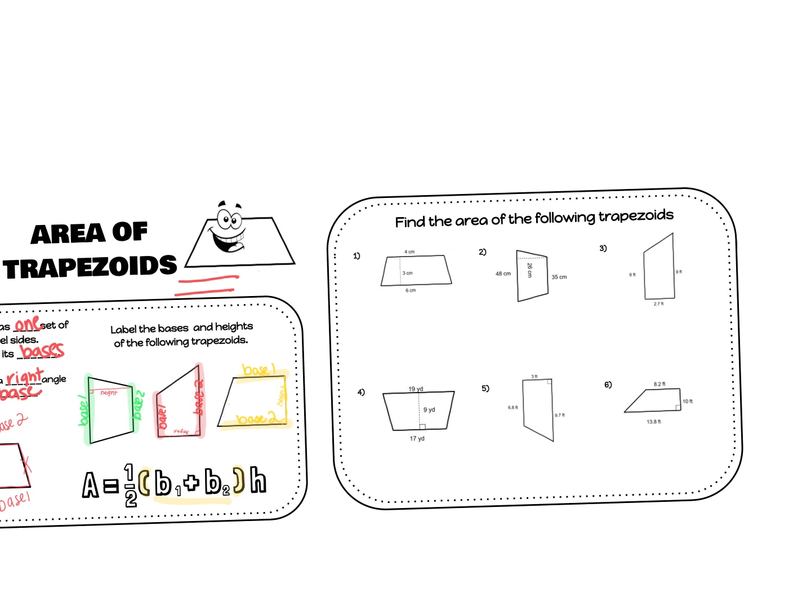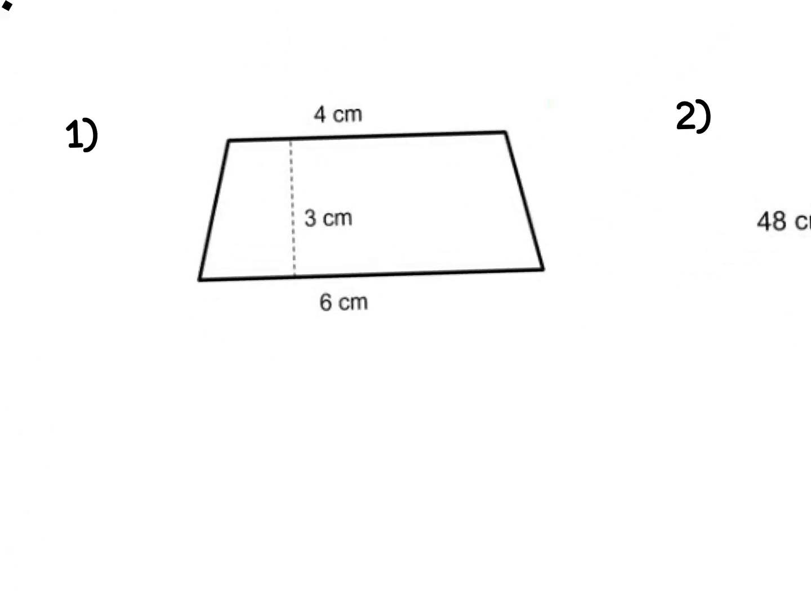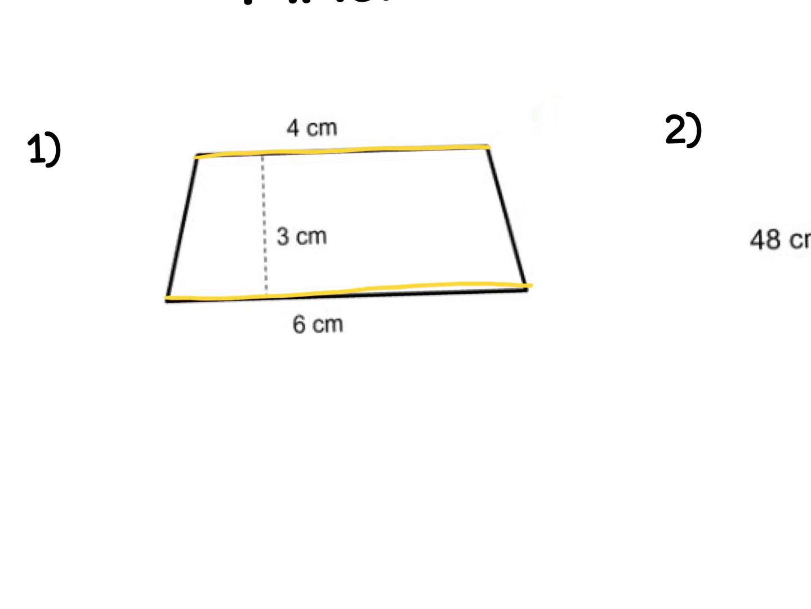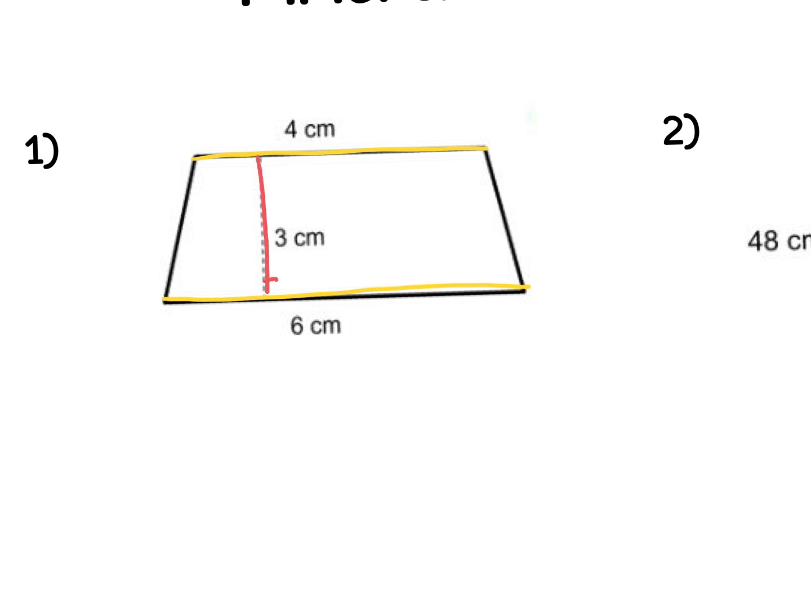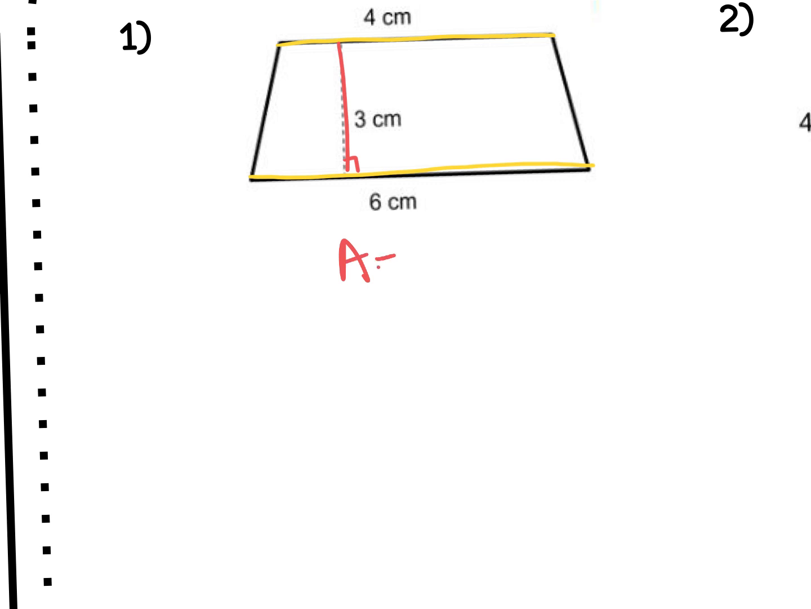So let's try some examples over here. Here's a trapezoid. Remember that you have to identify the bases. So I am going to say, okay, this one is base 1. My yellows are my bases, and my red right here is my height. The next thing that you do is write down the formula: half times base 1 plus base 2 times height.